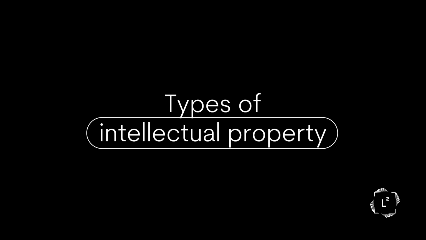So what is intellectual property? Intellectual property is any intangible creation of the mind. So it includes things like literary works, inventions, designs, anything that you create from your mind. There are a range of categories of IP, and these include trademarks, patents, copyright, and trade secrets, and we're going to look at each of those briefly today.